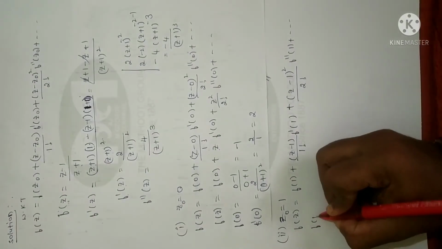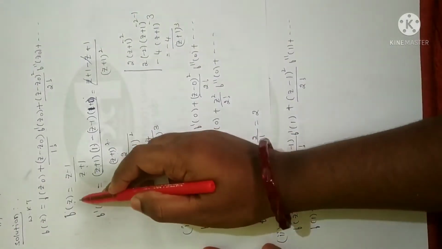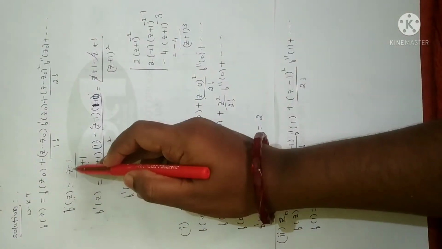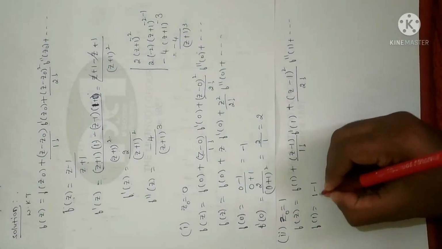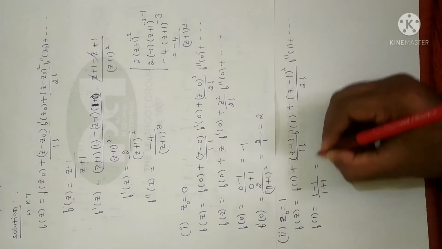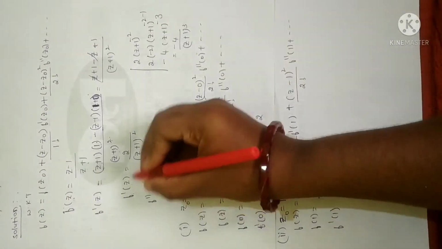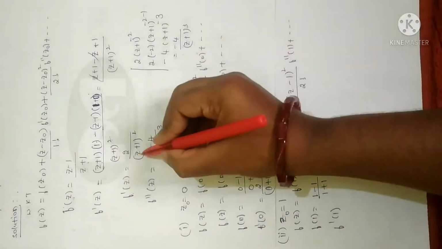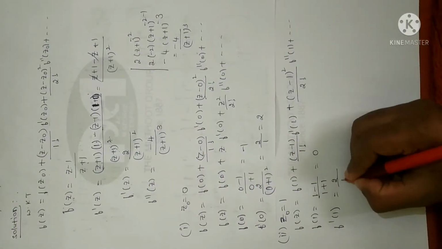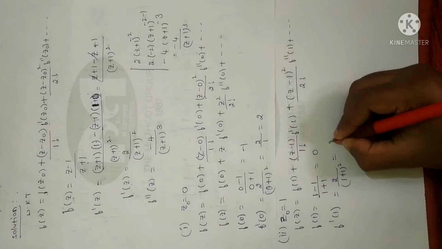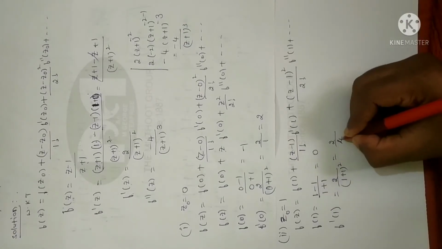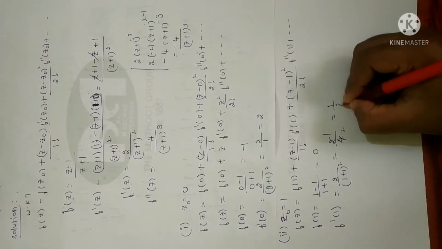Now f of 1 value I'll just find. f of z I have here, replace z with 1. So you will get 1 minus 1 divided by 1 plus 1. 1 minus 1 is 0, 0 divided by anything is 0. Next we need f dash of 1. I have done f dash here. So let me calculate, replace z by 1. You will get 2 divided by (1 plus 1) whole square. So it is 2 divided by 2 square, which is 4. So 2 ones are 2, 2 twos are 4. You will get 1 by 2.